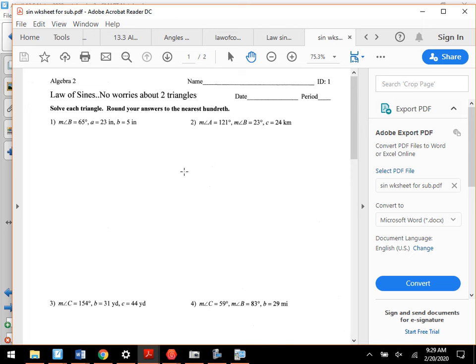Hello. What do we got? It should not have been that tough. As long as you're setting it up and pressing the right buttons, you should be all right. If you get an error, it means there's no triangle. Double check, make sure you didn't screw it up.